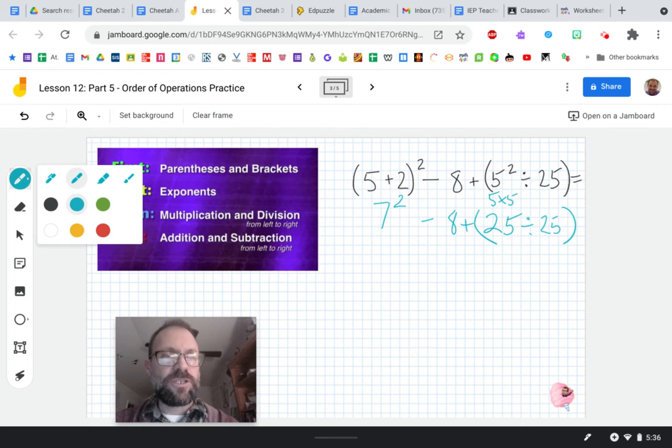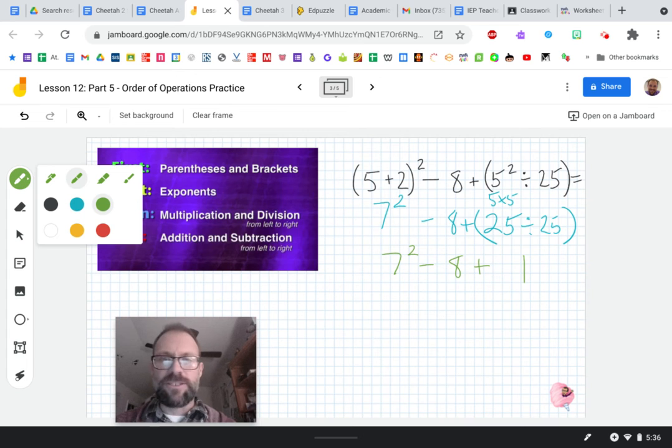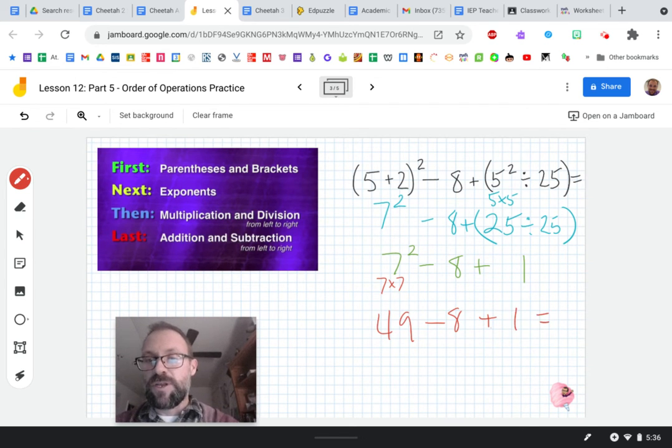Well, we still have work to do in the parentheses, so let's do that. 25 divided by 25. Well, any number divided by itself, that's just one group, so that's just 1. We'll copy down the plus 8, and we'll do 7 squared minus 8 plus 1. All right. Now we have exponents, addition, and subtraction. Yep, let's do it. Let's do the exponent first. So we're going to do 7 squared. That's 49. That's 7 times 7. So 49 minus 8 plus 1.